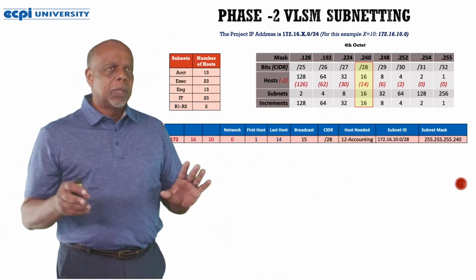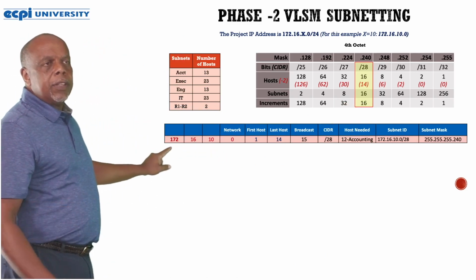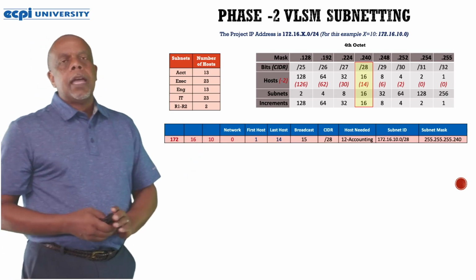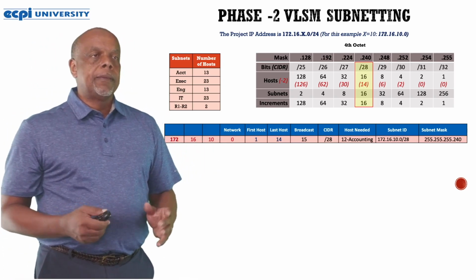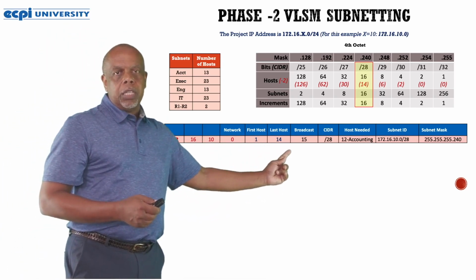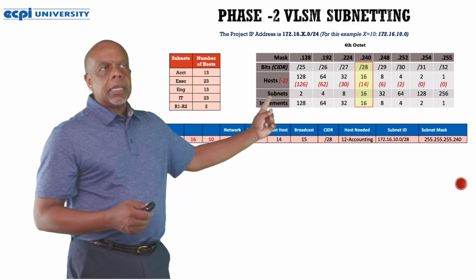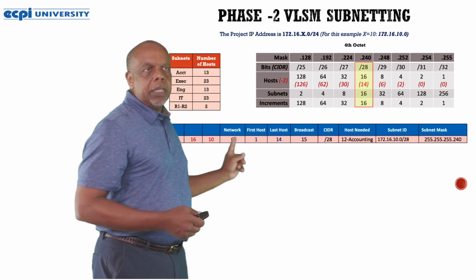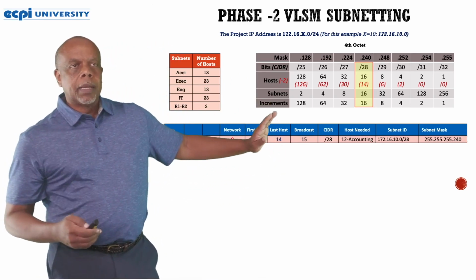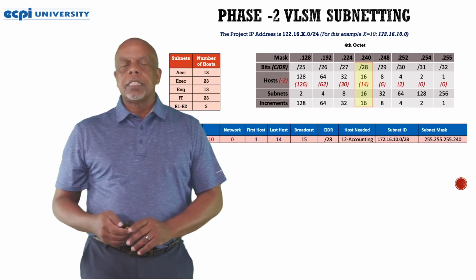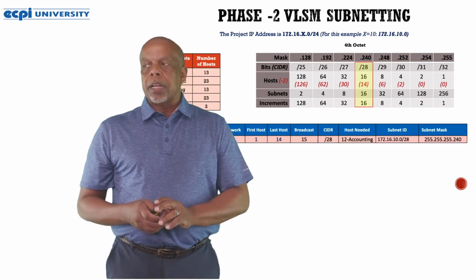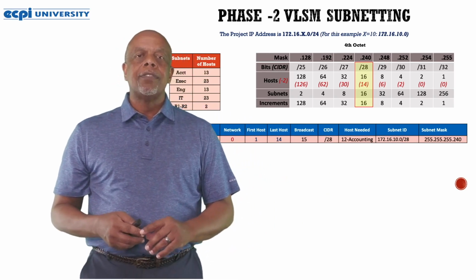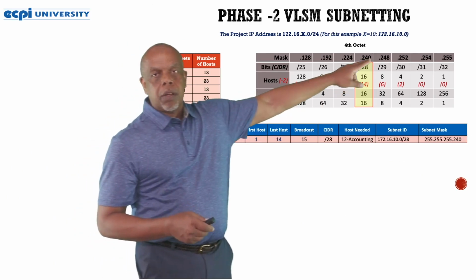Total of 16 subnets, but we don't really need that right now. So what we got, 172, that's going to be .16.10.0. That's going to be our subnet ID for this first subnet. And now I can use these hosts to assign to the accounting department from 1 to 14. What is going to be my subnet ID? 172.16.10.0 CIDR 28, subnet mask 255.255.255.240. Comes right off the chart right there.